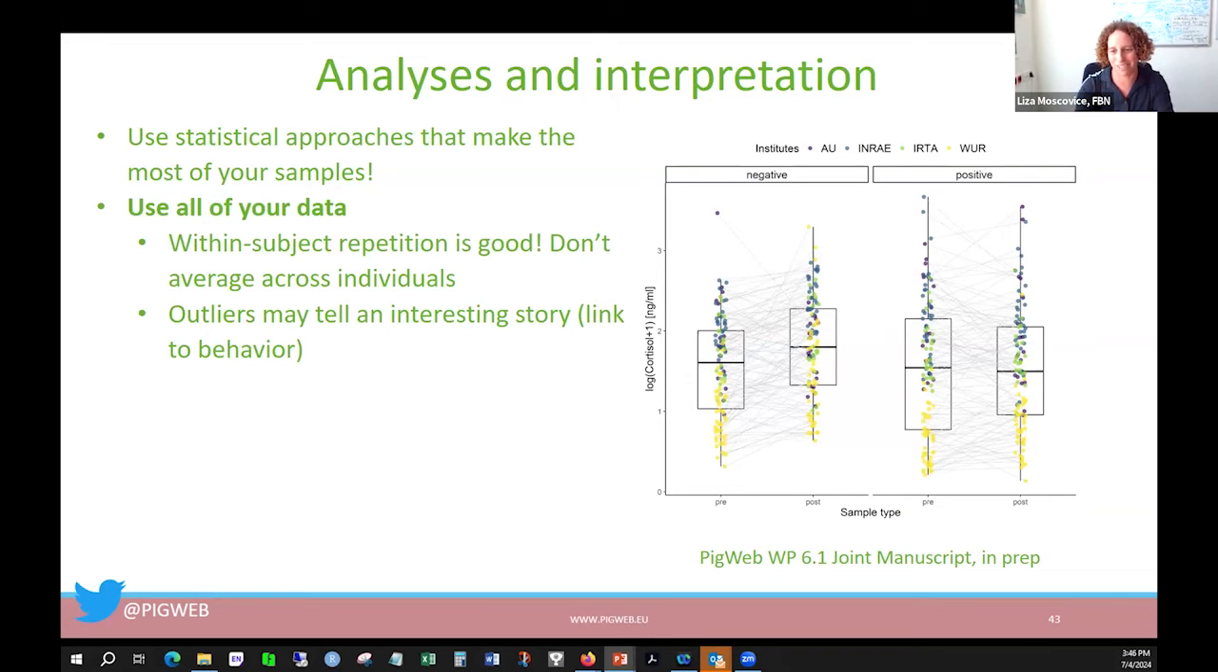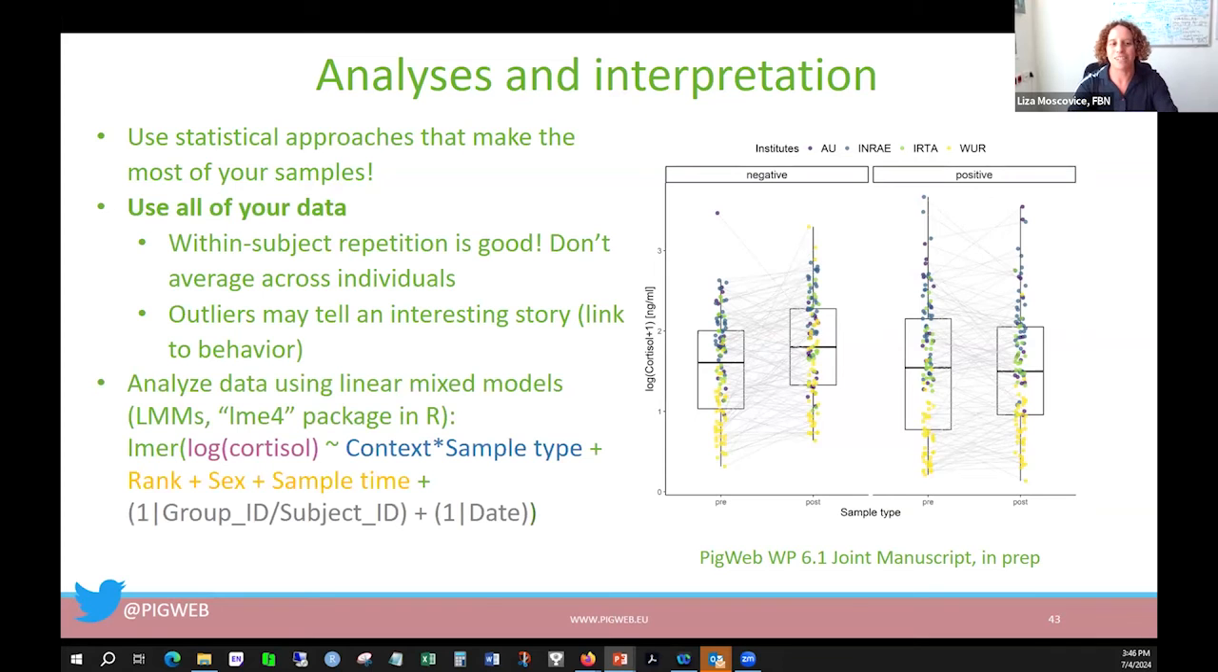They're also really interesting. And if you have enough data, you can run linear mixed models. I recommend the lme4 package in R, and it can deal with all of that. It can deal with the within subject repetition. It can deal with outliers. And this is just a very basic idea about how you could run your statistical analysis with your cortisol concentrations as the response in pink.